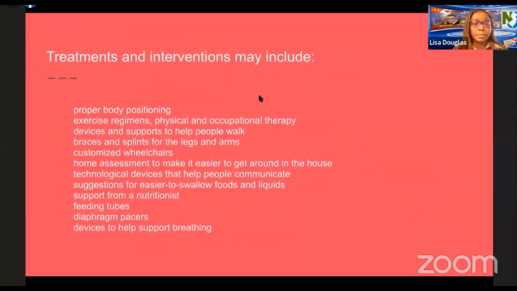Treatments, as I just discussed earlier, include proper body positioning, exercise regimens, physical and occupational therapy, devices and supports to help people walk, braces and splints for legs and arms, customized wheelchairs, home assessment to make it easier to get around in the house, technological devices that help people communicate, suggestions for easier to swallow foods and liquids, support from a nutritionist, feeding tubes, diaphragm pacers, and devices to help support breathing.